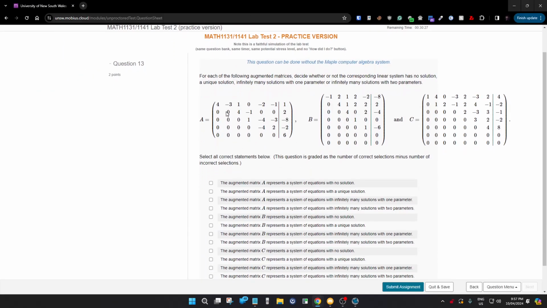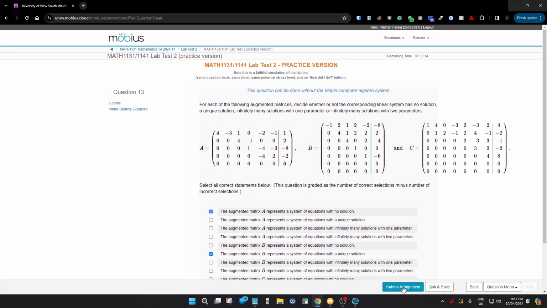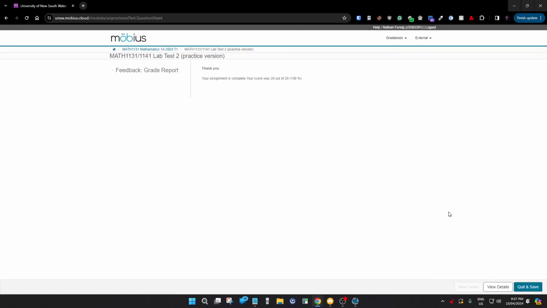30 seconds. So we got NS at the beginning. We got boom, boom, boom, boom, boom. You got a unique solution. And we got boom, 1, 2. Look at me, 2 parameters, and with a cheeky time of 50 seconds, we've got a 20 out of 20.